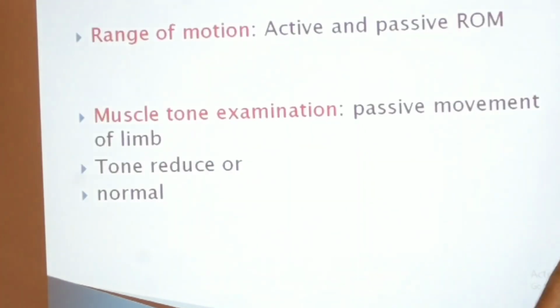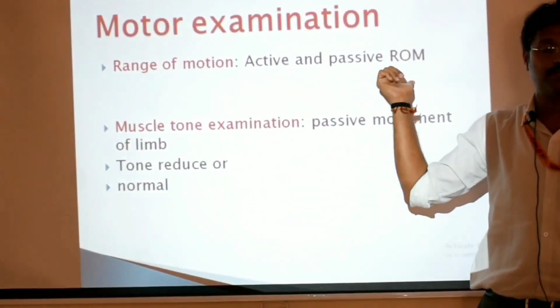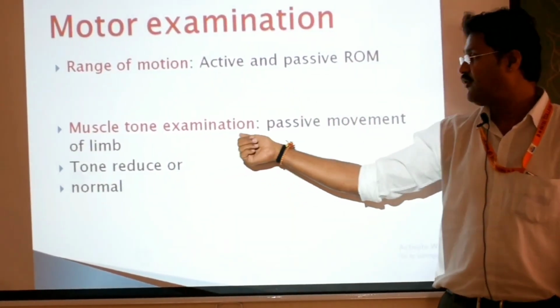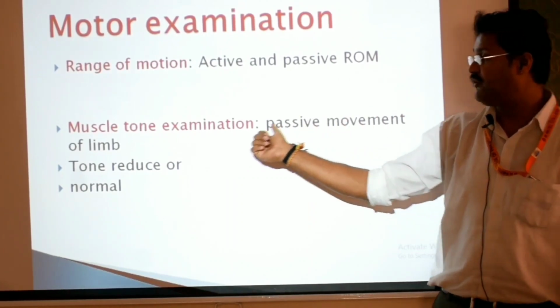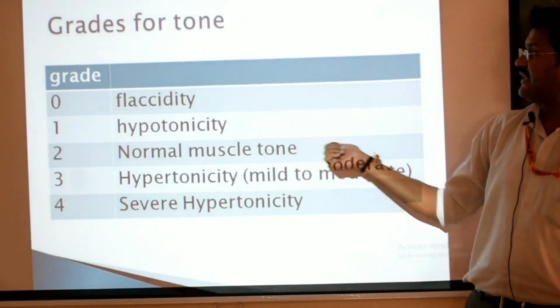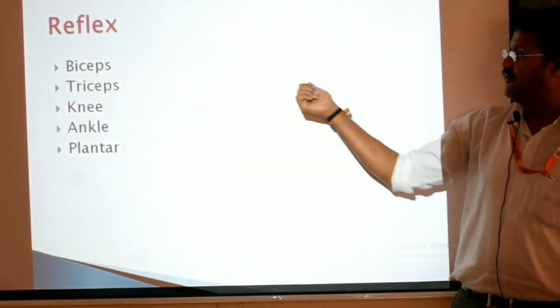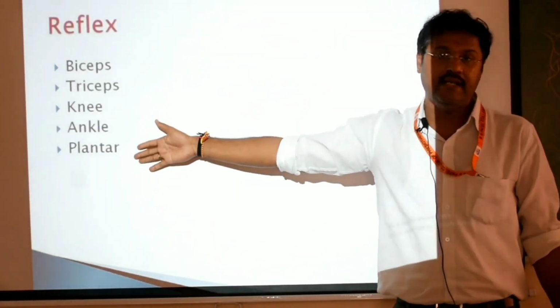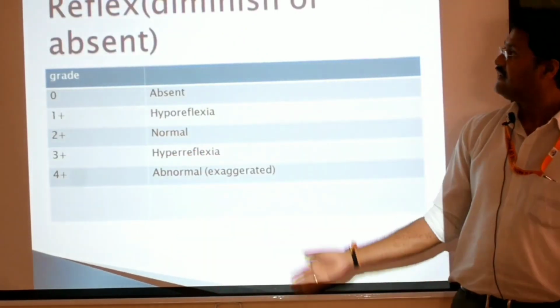Next, now motor examination: check the range of motion, both active and passive. For muscle tone examination, I check the passive movement of the limb to see whether tone is reduced or not. Now these are the gradings for tone. Next, now reflexes: check the biceps, triceps, knee, ankle, and plantar reflexes. Next, these are the gradings.